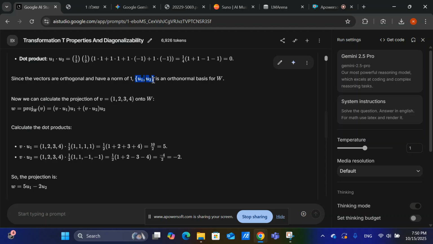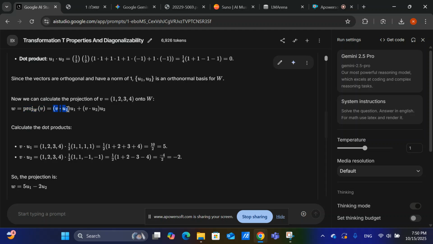How do we calculate the orthogonal projection of a vector onto an orthonormal base? We are using the Fourier coefficients. We are taking the inner product between the vector we want to project, V, and the first base vector, and multiply by the first base vector. And then we take again V inner product with u2 times u2. This is the projection of V onto the subspace W. This will give us this little w.